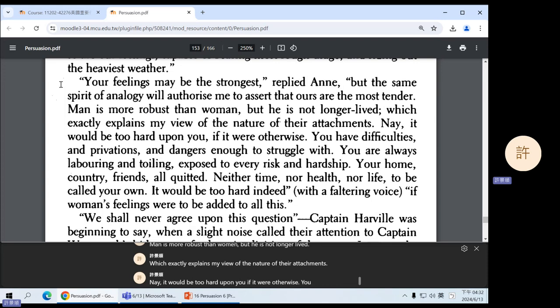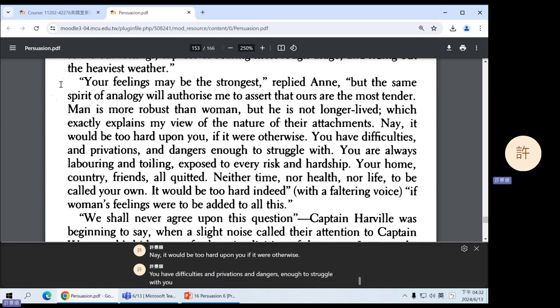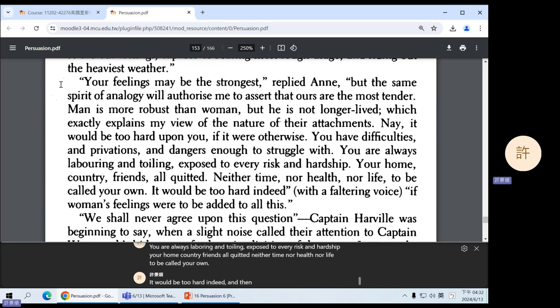You have difficulties and privations and dangers enough to struggle with. You are always labouring and toiling, exposed to every risk and hardship. Your home, country, friends, all quitted. Neither time, nor health, nor life to be called your own. It would be too hard indeed, and then here her voice falters, if woman's feelings were to be added to all of this."